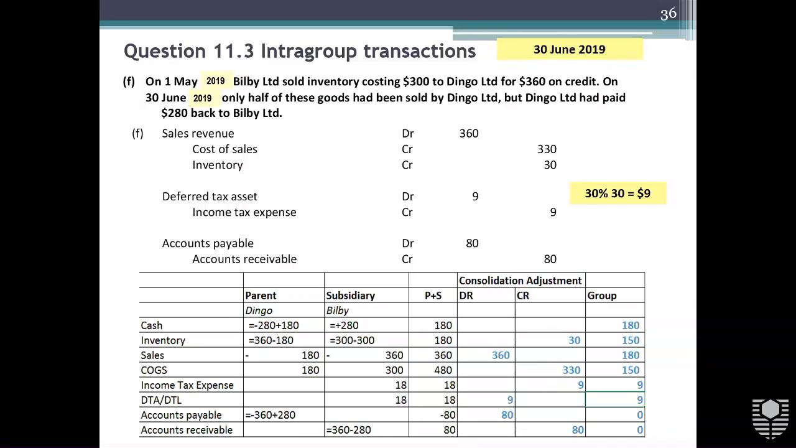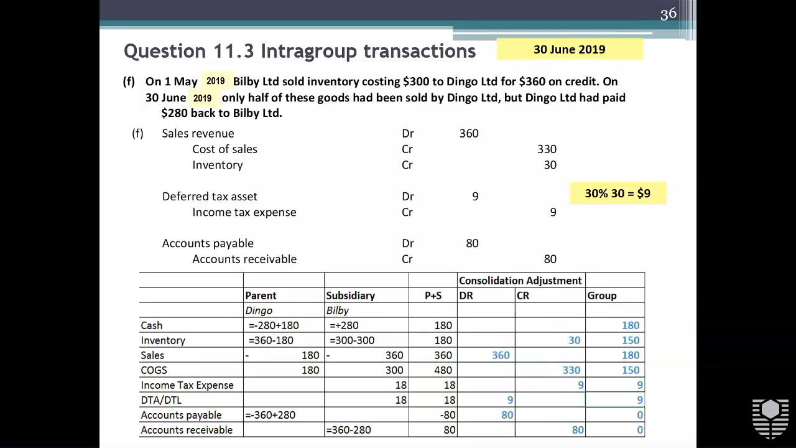Right, so what we need to reflect in the group is the fact that the original value of the inventory was $300 and we've sold half of it. So it should be in there at 150. All right, so if you have a look, your inventory is in there at 150. Your sale to your external party, assuming we sold it at cost, should be 180, and your sales is 180. Your cost of goods sold should be 150.